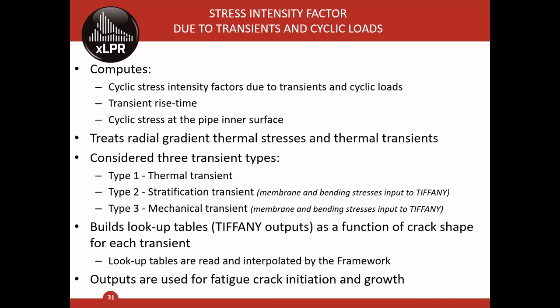Tiffany is able to model the three transient types considered in xLPR: Type 1 transients, which are thermal transients, Type 2 transients, which are the stratification transients, and Type 3 transients, which are mechanical transients. As I mentioned before, the Type 1 transients are defined using pressure, temperature, time history, whereas the Type 2 and Type 3 transients have membrane and bending stresses that are input into Tiffany. As Tiffany is a preprocessor, its outputs are lookup tables for the cyclic stress intensity factors, transient rise time, and cyclic stresses for each transient, and they're defined as a function of the crack shape. These lookup tables are then read in and interpolated by the xLPR framework during runtime.